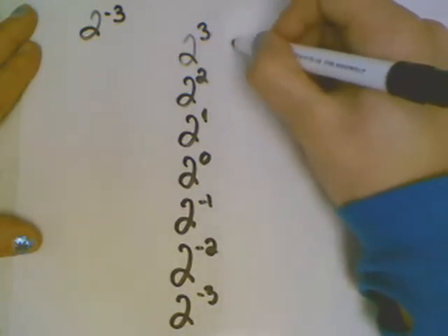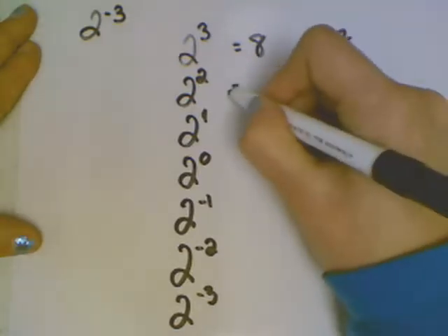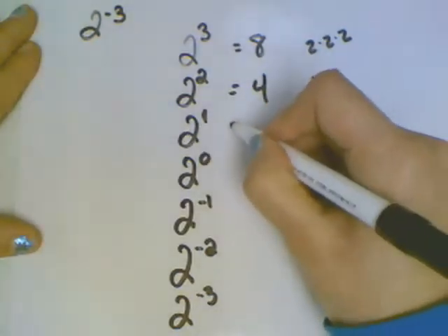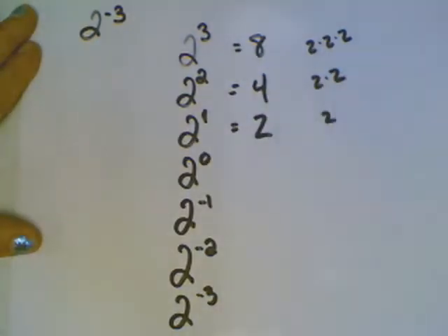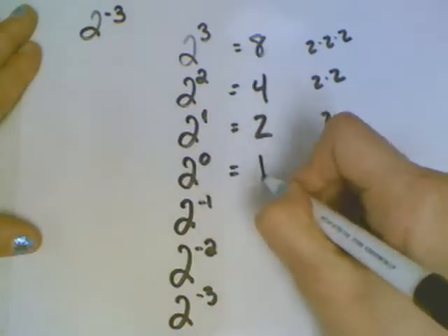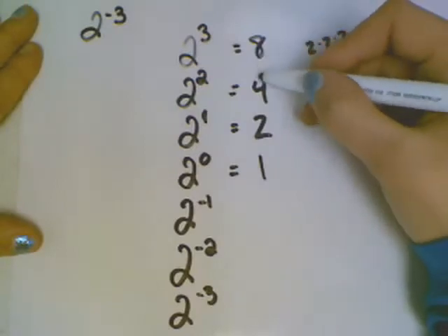2 to the 3rd power is 8. That's 2 times 2 times 2. 2 to the 2nd power is 4. That's 2 times 2. 2 to the 1st is just 2, because I only have one 2 there. Now to get 2 to the 0 power, if you remember from the exponent section, we know that it's 1. But I can also see that it's 1 by this pattern here.